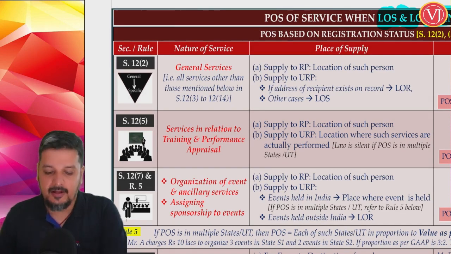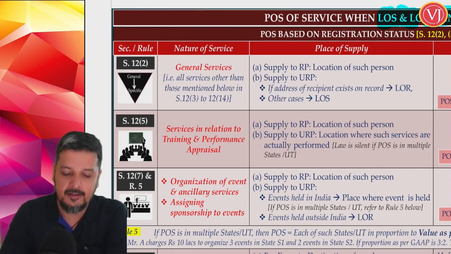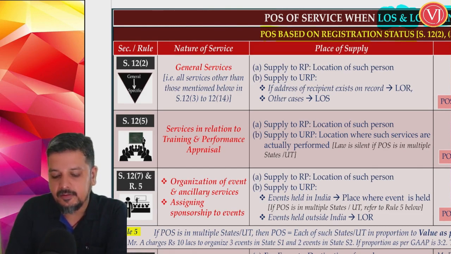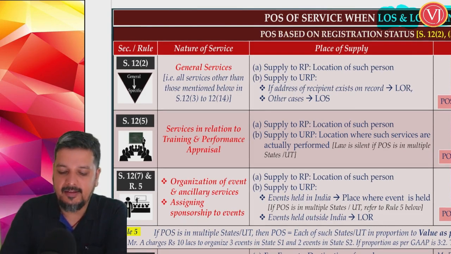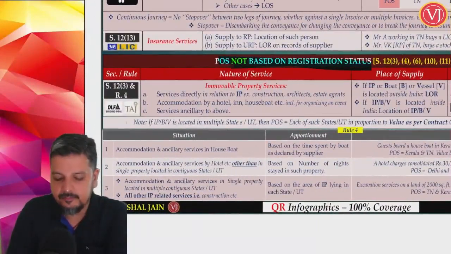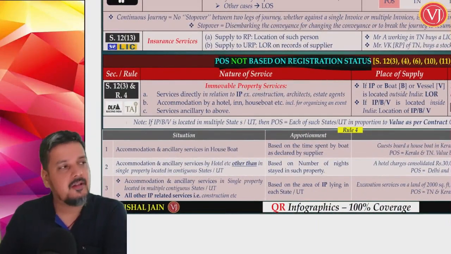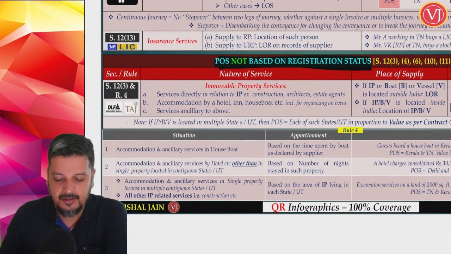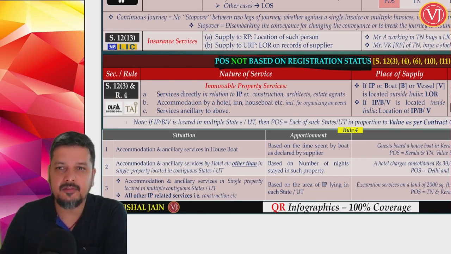But before we take that, please understand that we have bifurcated your entire Section 12 into 2 parts. Place of supply where the answer is based on registration status of the customer, the recipient. And place of supply where the answer is not based on registration status of the recipient.